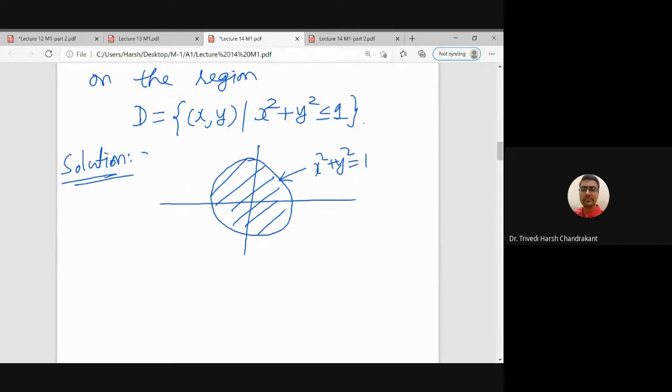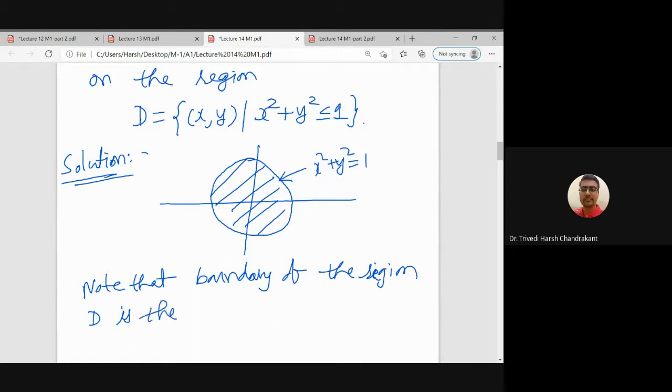So note that the boundary of the region D is the unit circle. So the equation is x square plus y square equals 1.